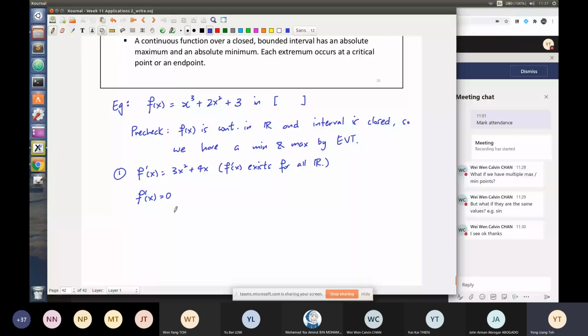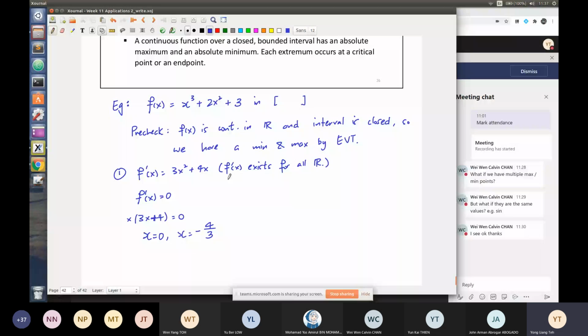In this case, quite clearly, let me factorize out x. So you get (3x plus 4) multiplied by x equivalent to 0. So you can see you get two critical values: x equals 0, and x equals minus 4/3. Now you have to check whether these two values are inside my interval.